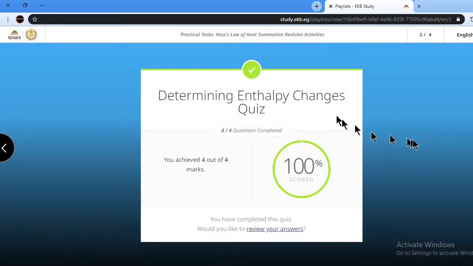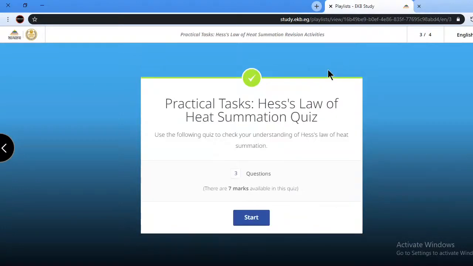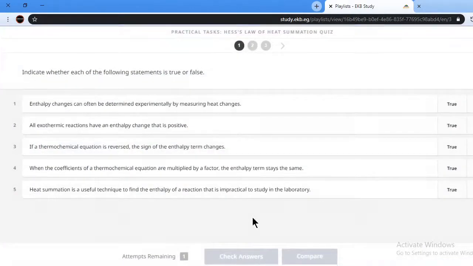You achieved 4 out of 4 marks. Let's complete the practical task, Hess's law of heat summation quiz. There are 7 marks available in this quiz. Starts. Indicate whether each of the following statements is true or false.